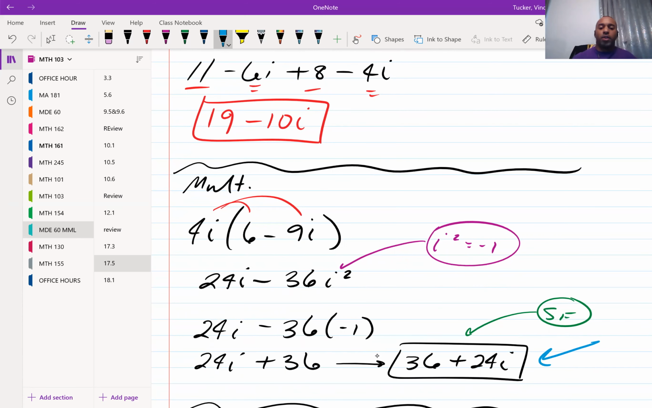But then to write it in standard form, you put your real part first. So that's 36 plus 24i. 36 plus 24i is the final answer.